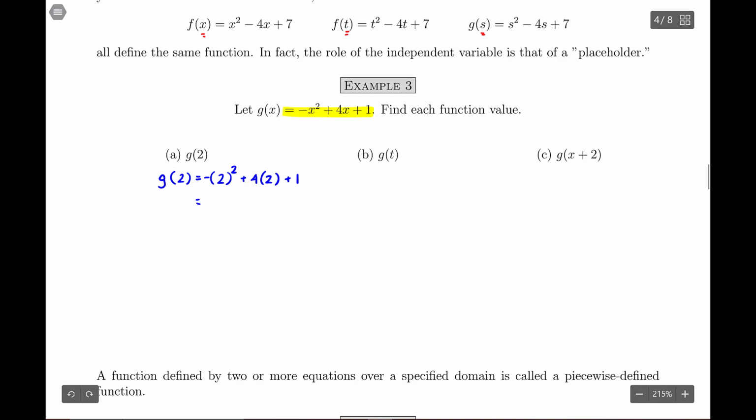So what we get here is 2 squared is 4. We have that negative out in front. 2 times 4 is 8. And then when we simplify this, negative 4 plus 8 is 4. 4 plus 1 is 5. For part B, we're just evaluating the expression at another variable. In this case, t. It could be time, whatever the case might be.